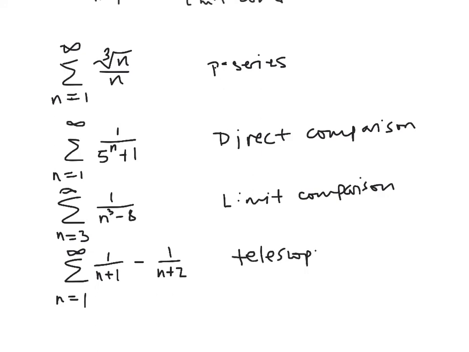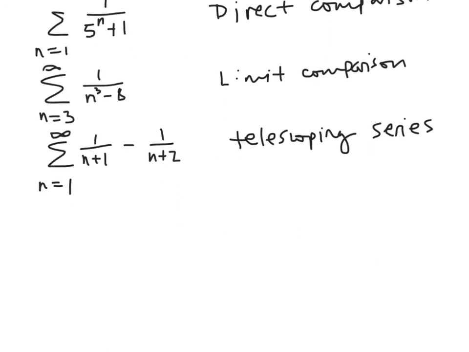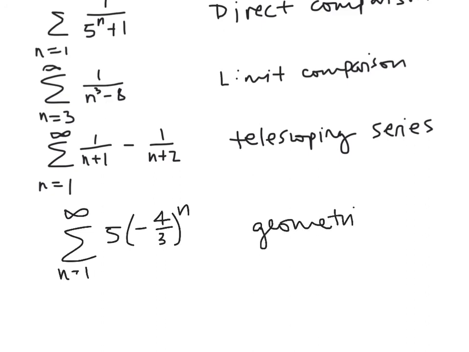Be sure when you work on these notes to figure out how we know that these series converge or diverge. And in the case of the telescoping series, what does it converge to? Last but not least, I'm going to give you one more example. This one is the sum from n equals 1 to infinity of 5 times negative 4/3 to the n. And I probably don't need to tell you that this is a geometric series.